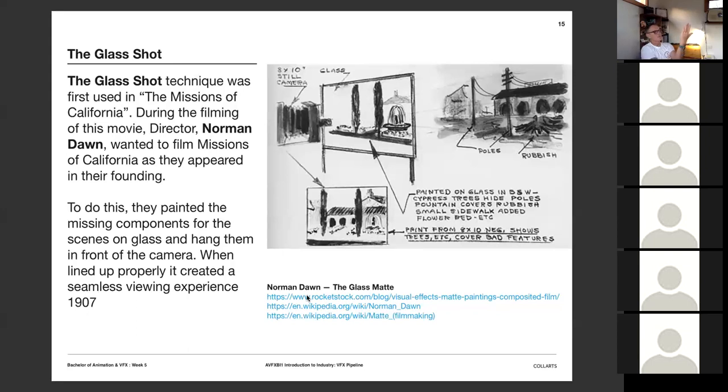It was bizarre, because I remember thinking at the time, this will never look right. I just couldn't see how it was going to be believable, how you were going to match this piece of glass in front of the scene and how it was all going to come together. But it absolutely worked. It was such a short scene, and it took us all day to paint, but it was incredible. So there you go: the glass shot, invented in 1907 to create scenery that's not really there.